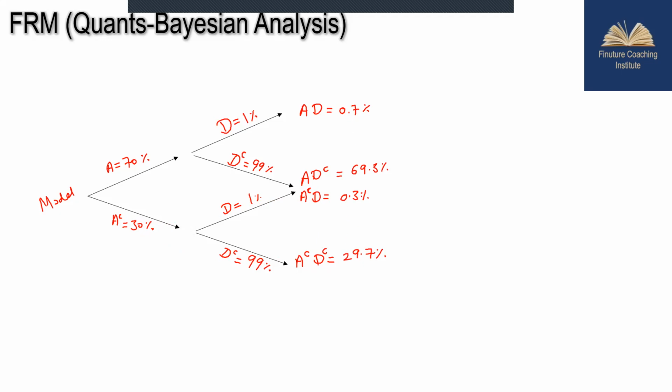So if you add up all these, ideally it should be 1. So 0.3% and 0.7%, 1%, and 69.3 and 29.7 again is 99%. Yeah. So you are correct. So one way to validate your calculation is just add up all the probabilities. Ideally it should be 1.